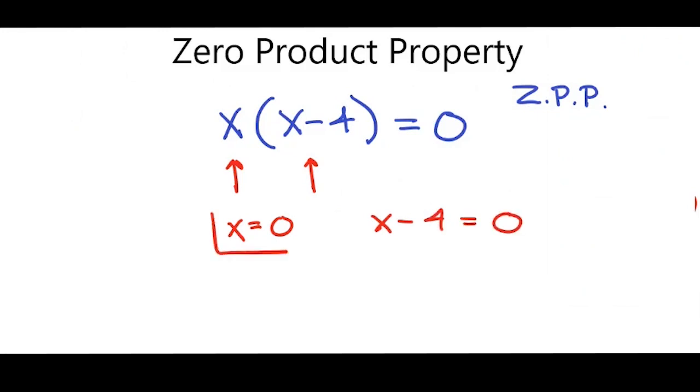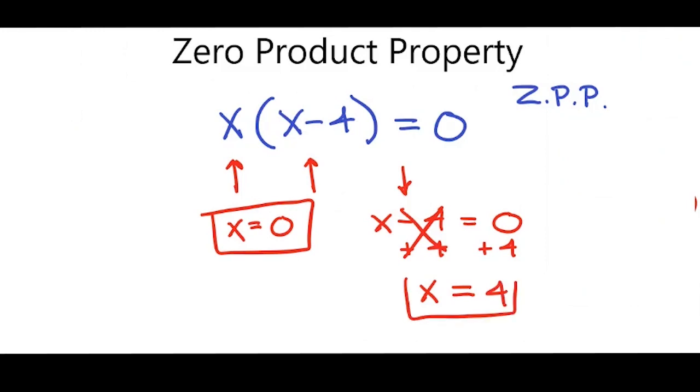So this one's already done for us. So one of my answers is 0. Now I need to solve this one here. I'll do x minus 4 equals 0, and the way I solve that is I add 4 to both sides of the equation. That cancels out these, and I have x equals 4. So my two answers are x equals 0 and x equals 4.